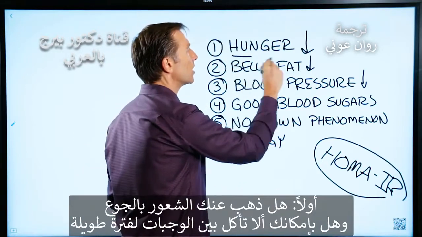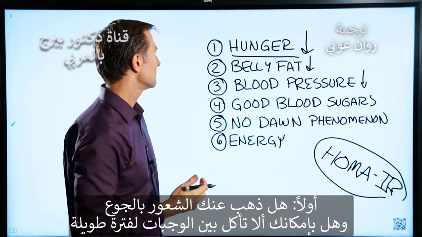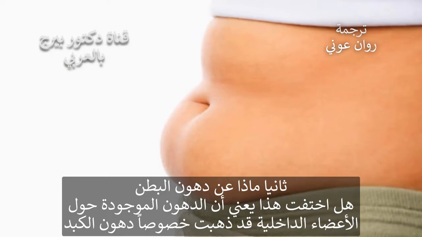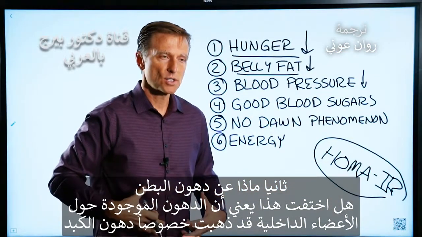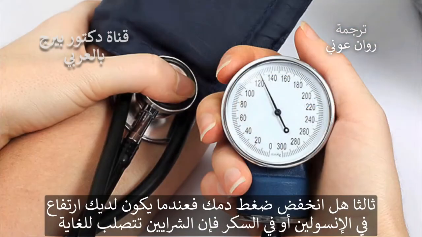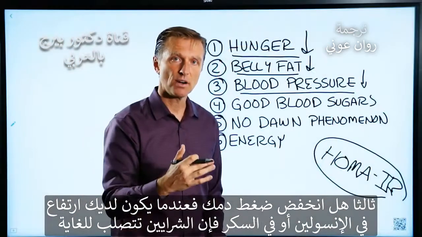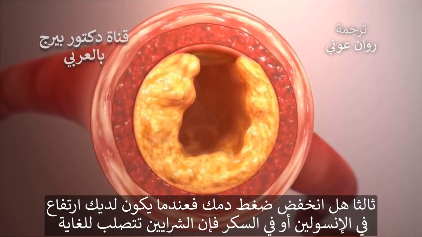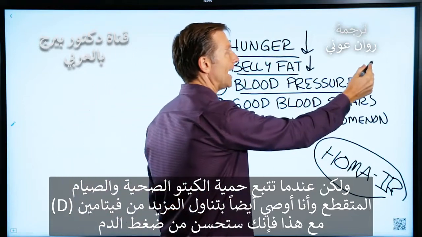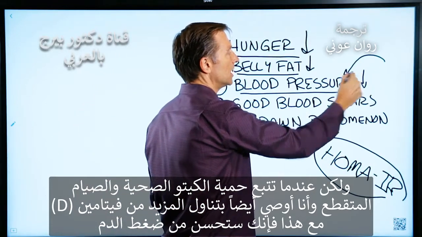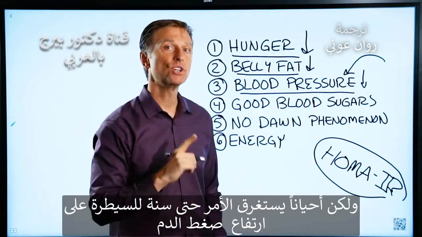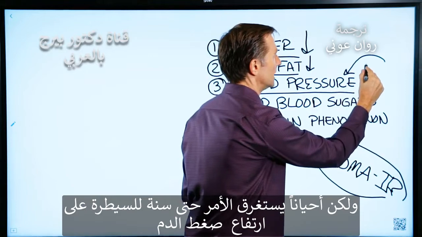Number 1, is your hunger going away? Can you go longer between meals without eating? How about your belly fat? Is it disappearing? That means the fat inside around the organs is going away, especially the liver fat as well. Is your blood pressure going down? Now here's the thing, when you have high insulin or high sugars, the arteries get really, really stiff. And when you do healthy keto and intermittent fasting, I would also recommend more vitamin D with this, you can improve blood pressure. But sometimes it takes up to a year to get this under control.